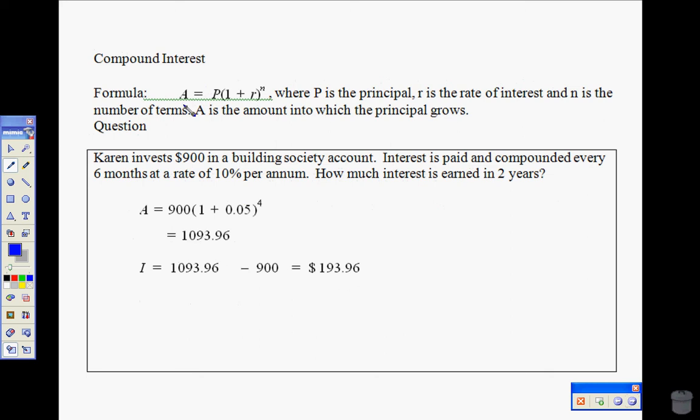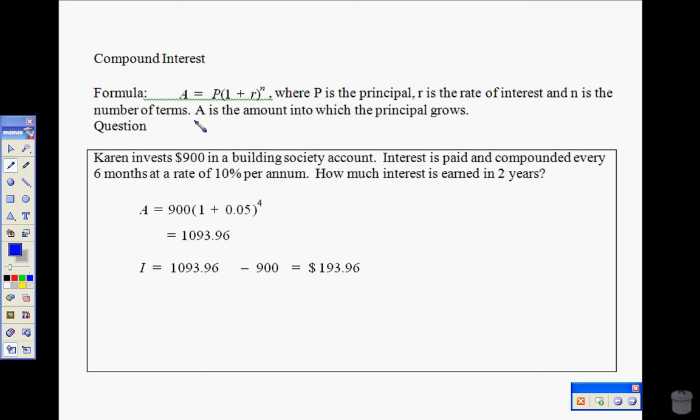So this one, you're going to use the formula A equals P outside of 1 plus R to the power of N. Again, you've done this formula in the junior school. So P is the principal, R is the rate of interest, N is the number of terms, but A this time is the amount into which the principal grows. It's not just the interest, it's the principal plus the interest, so it's a little bit different.